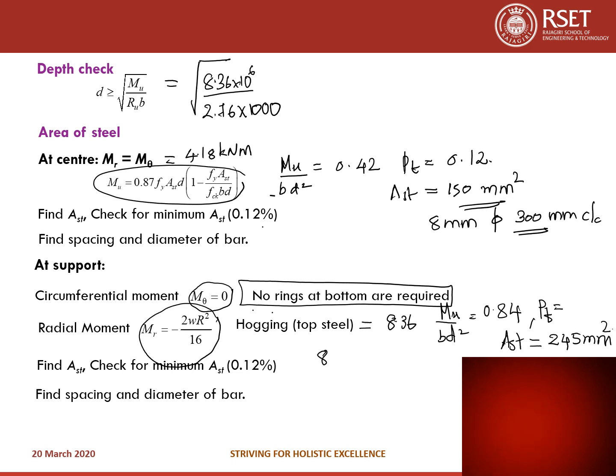So you provide 8 mm dia, converted into diameter and spacing, at 200 mm center to center. It is a very similar way to what I told earlier. We already checked for minimum steel, and the spacing and diameter have already been done. Next is the check for shear. Check for shear is exactly the same as for a simply supported circular slab, so I won't be doing the calculations here.